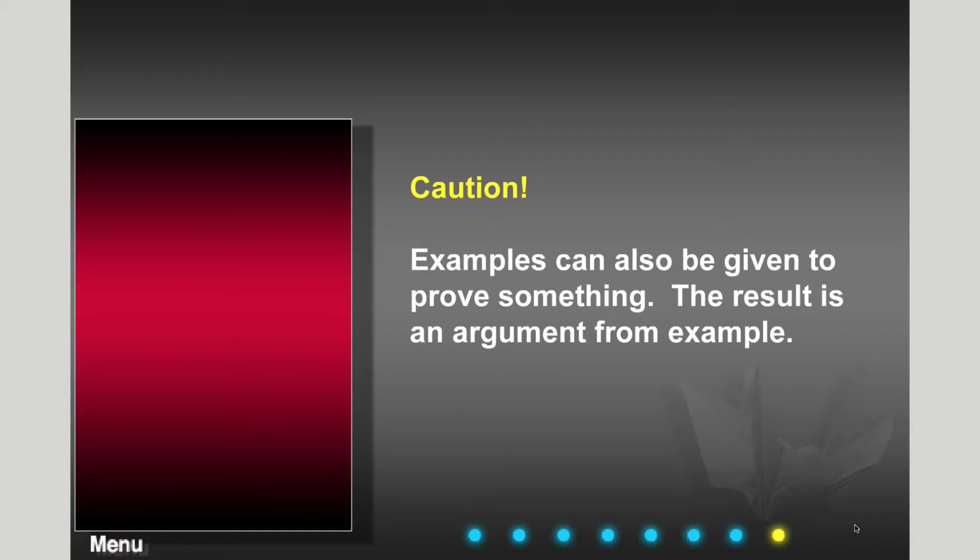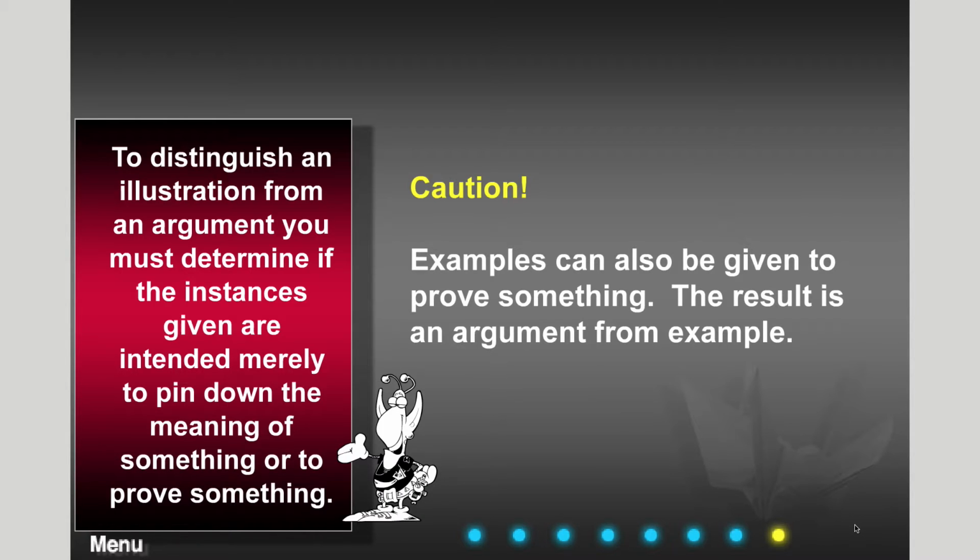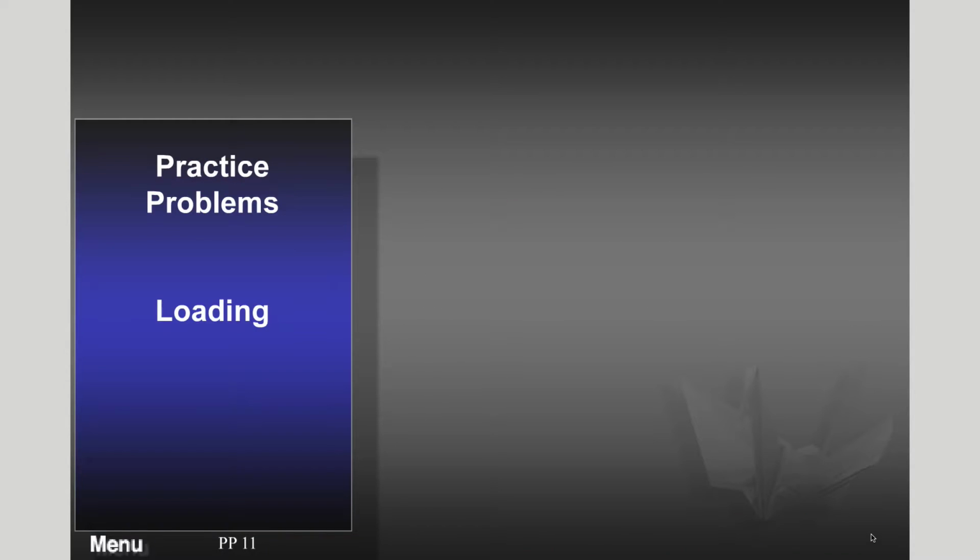So examples can also be given to prove something. The result is an argument from example, and we'll get to this later on. So to distinguish an illustration from an argument, you must determine if the instances given are intended merely to pin down the meaning of something, that is, to explain, or to prove something. And if it's to prove something, then it's an argument. So let's go through some practice problems.